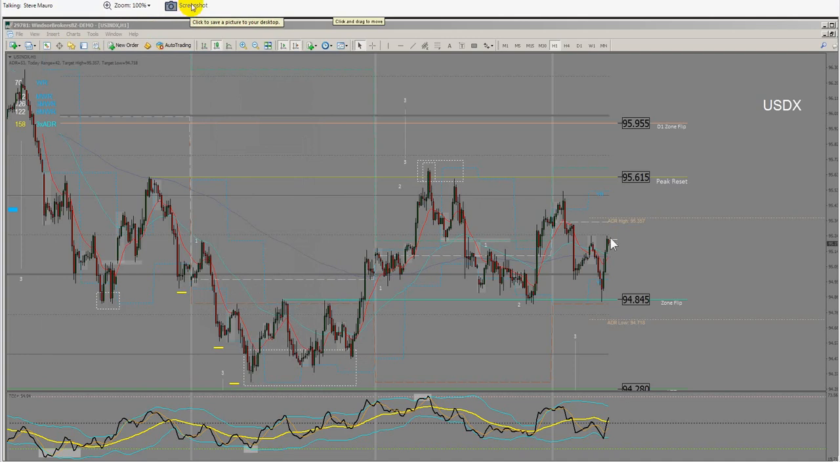Right now, we're sitting in an area that's between possible traps. So this is not what we would consider a high probability area to have a strong bias, either long or short, on the H1 chart.